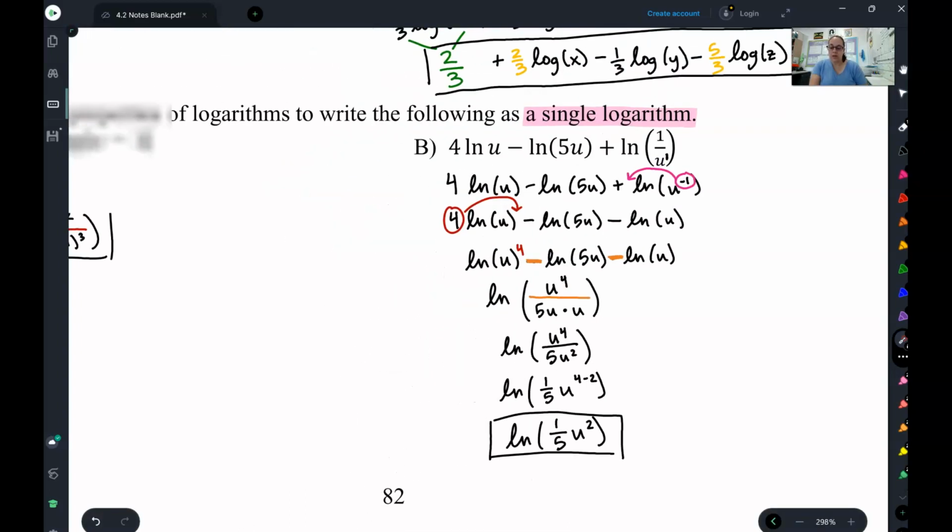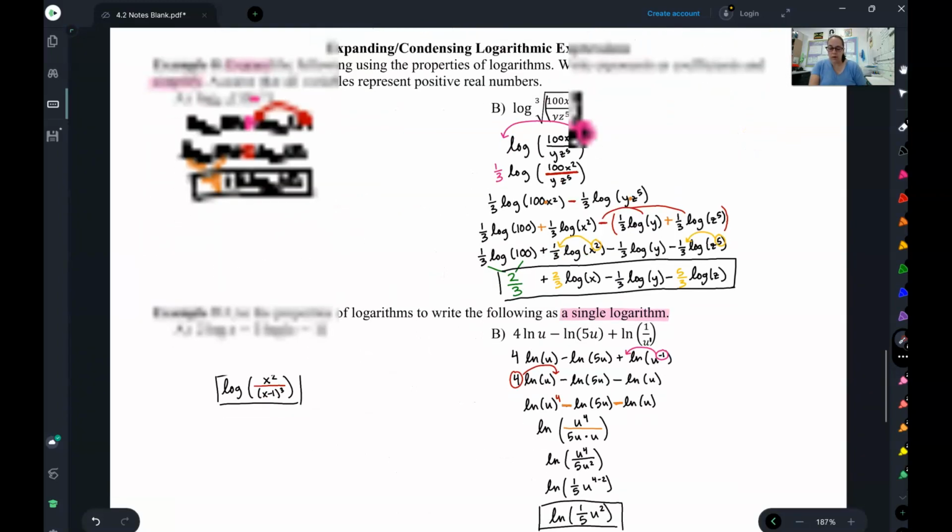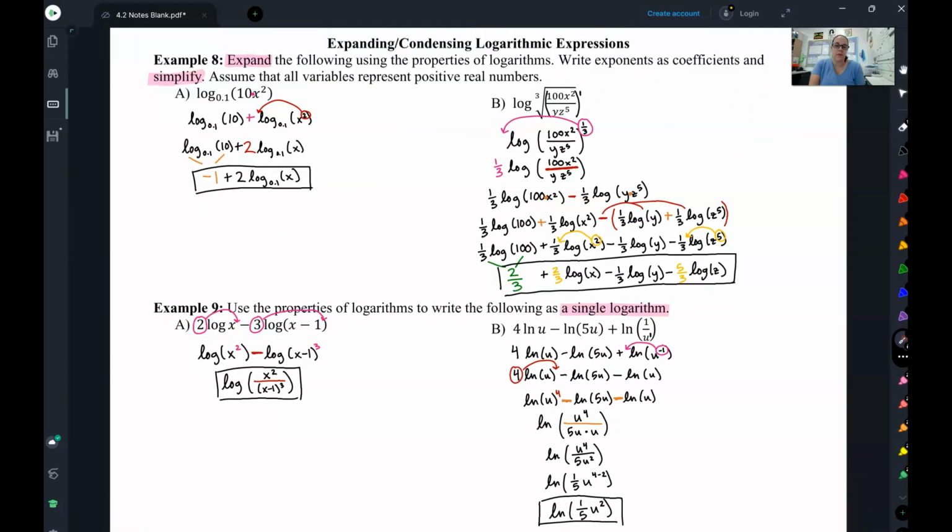So that is all we're going to do today for our properties of logarithms. In the next video, we're going to talk about solving logarithmic equations a little bit more.